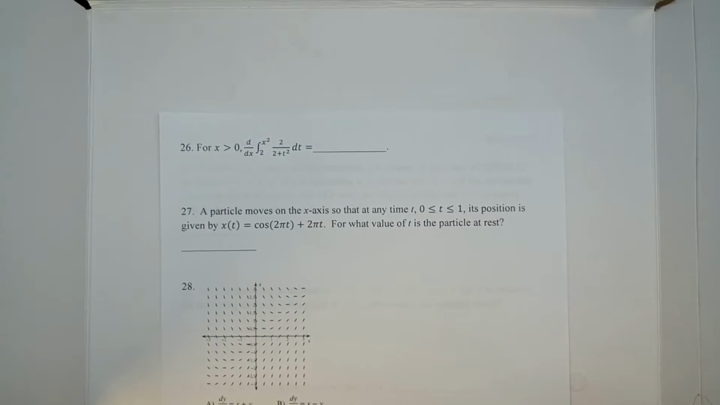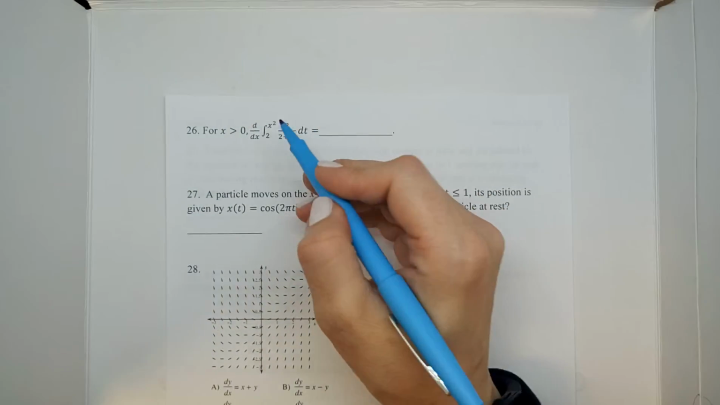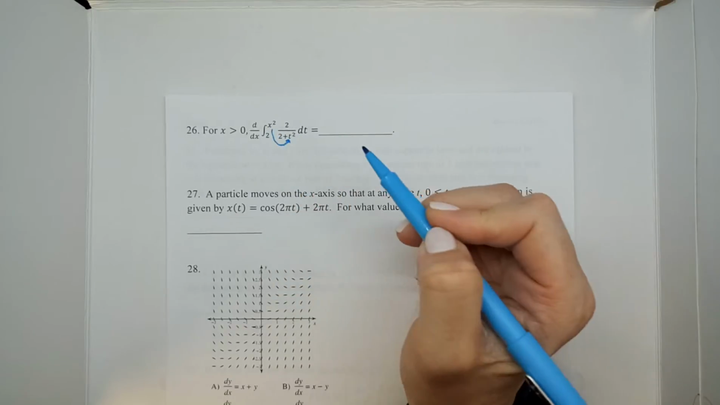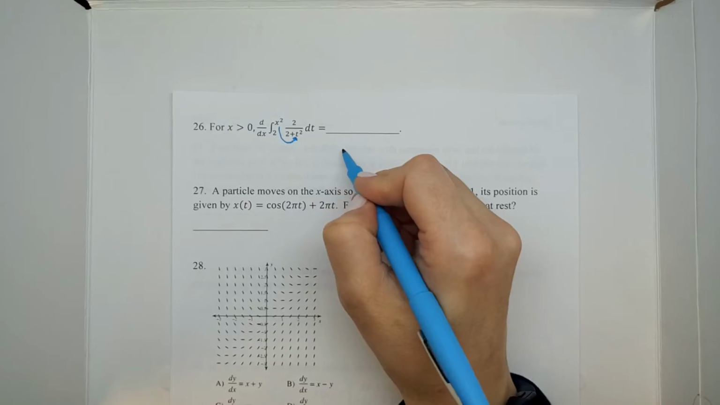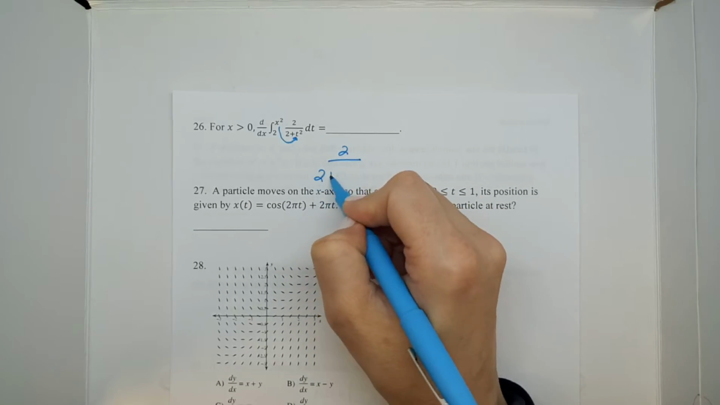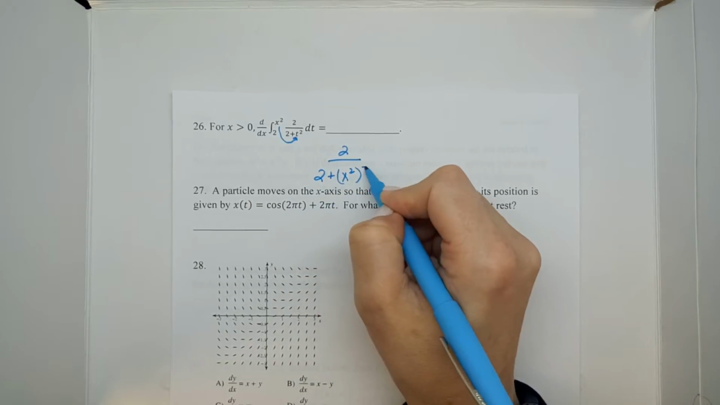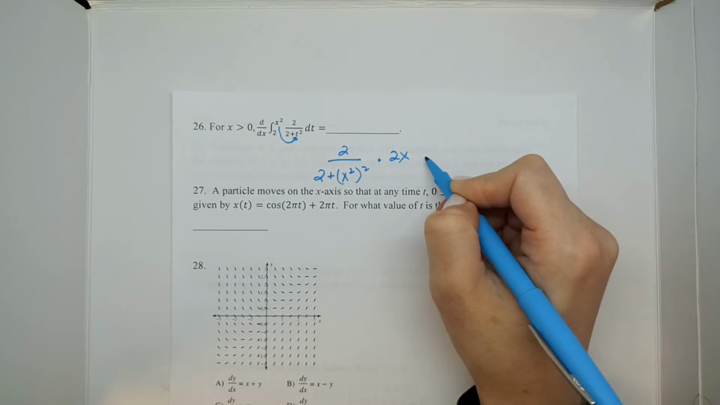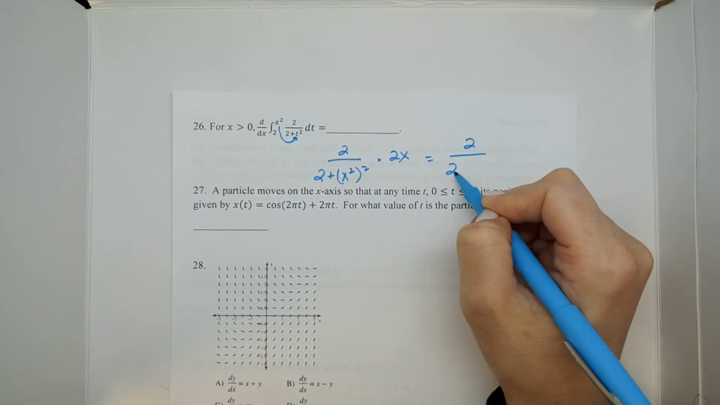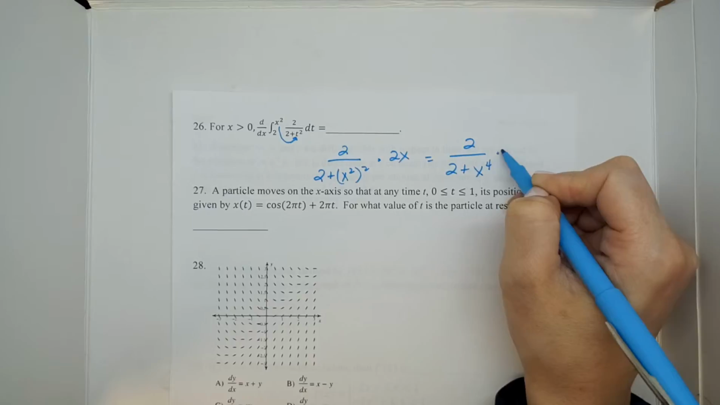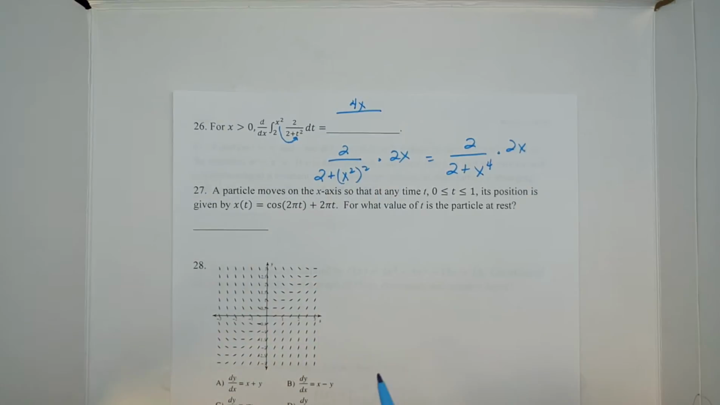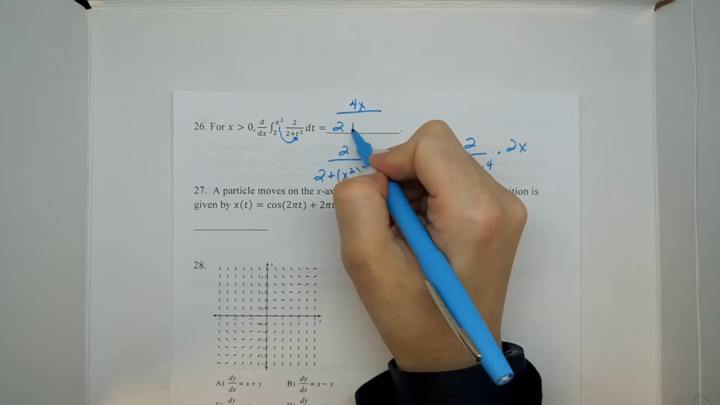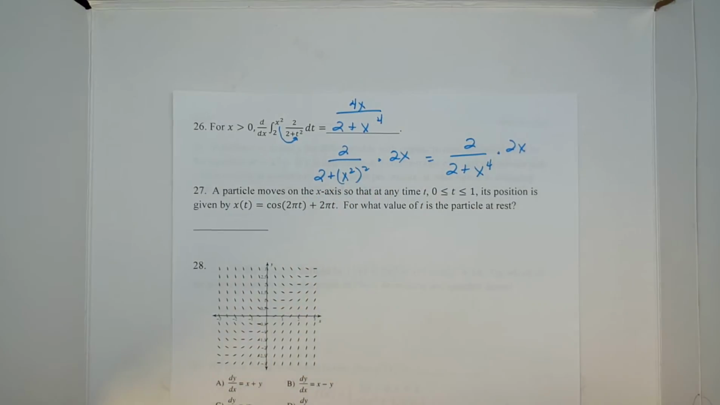Let's see, we're asked to find the derivative of an integral. So what we're going to do is take x squared and plug it in, and then multiply by the derivative of x squared. So we'll have 2 divided by 2 plus x squared squared times 2x. So it's going to be 2 divided by 2 plus x to the 4th times 2x. So our final answer will be 4x divided by 2 plus x to the 4th. Okay.